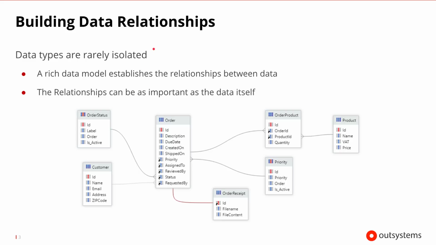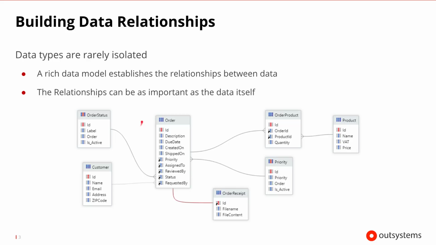When we're building data relationships, we're going to have data types, and many times those data types are related to each other. So data usually isn't isolated all by itself. And the more rich or complex our data model gets, the more relationships it will probably have between the data in that data model. And the relationships are often just as important as the data itself.